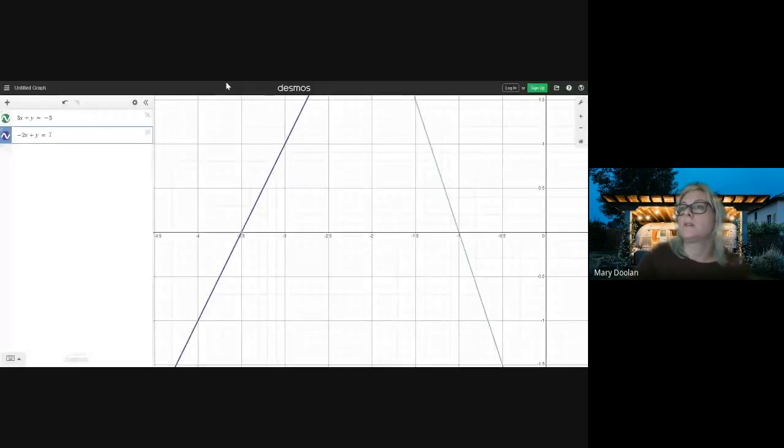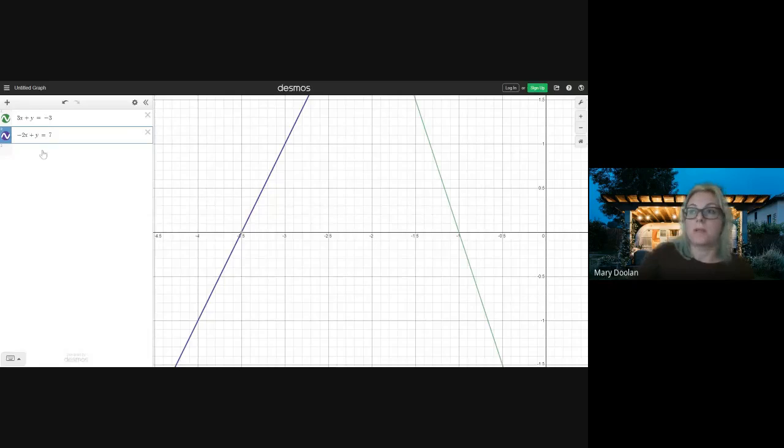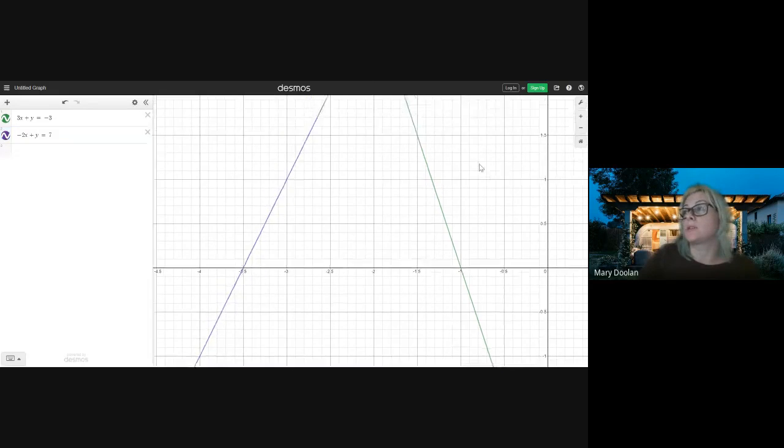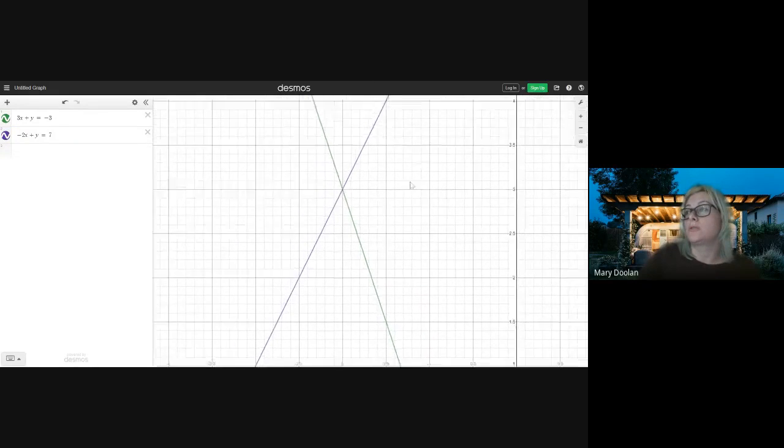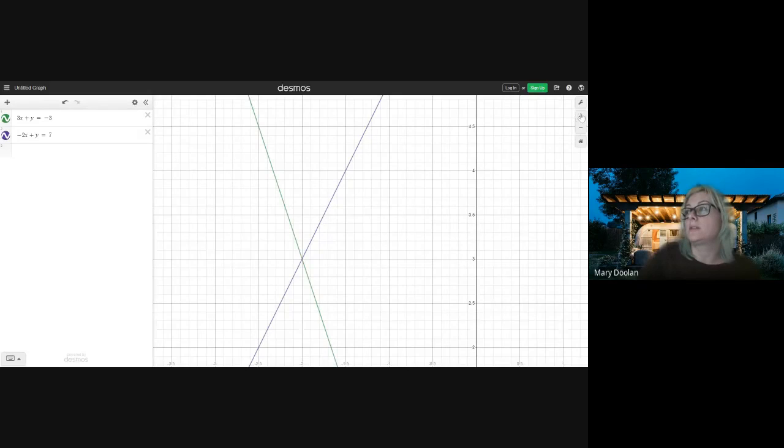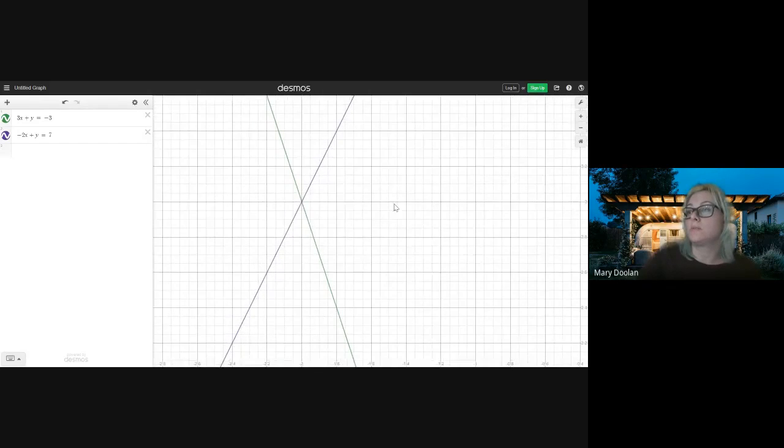Okay, so here I am on Desmos. I've typed in both equations. These two lines, I don't see where they intersect at this point in time, but they don't look parallel, so I'm thinking they intersect somewhere up here. So what I'm going to do is drag until I get closer to it, and you can zoom in to be even closer. And then if you click right where it's at, it's going to pop up the ordered pair.